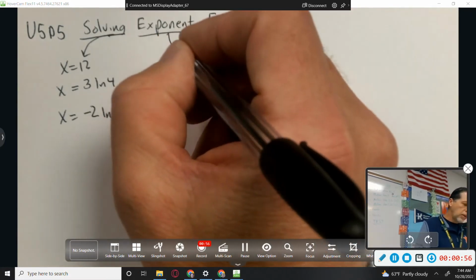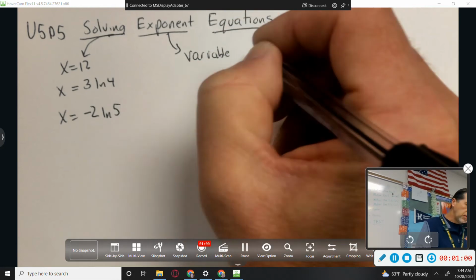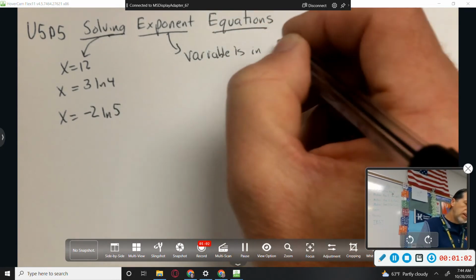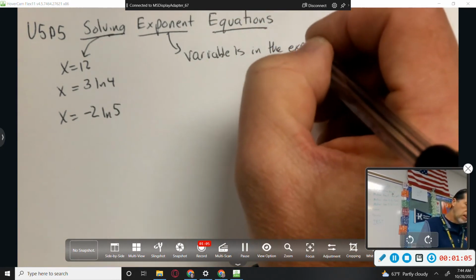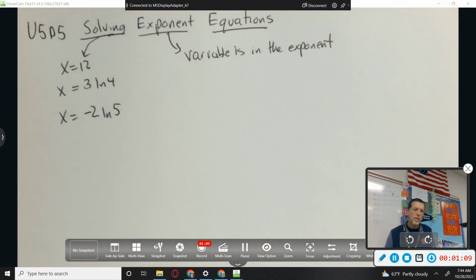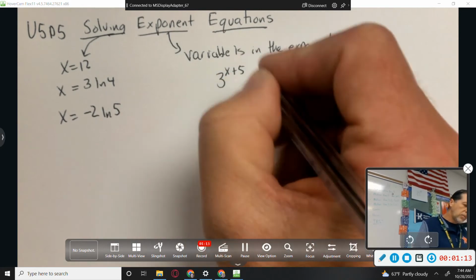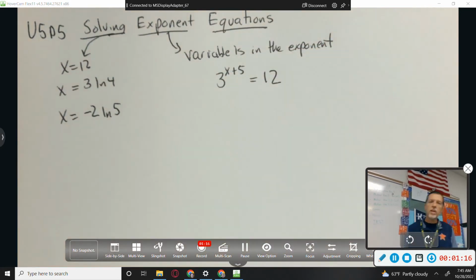An exponent equation means the variable is in the exponent. Meaning it looks something like this: 3 to the x plus 5 equals 12. Right, there's a variable in the exponent.